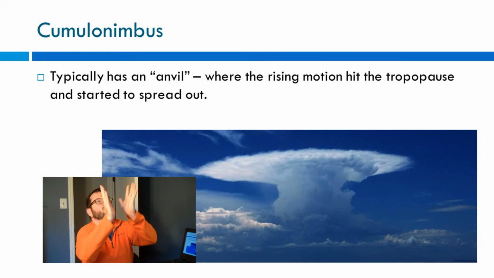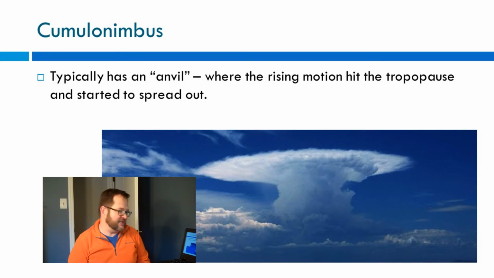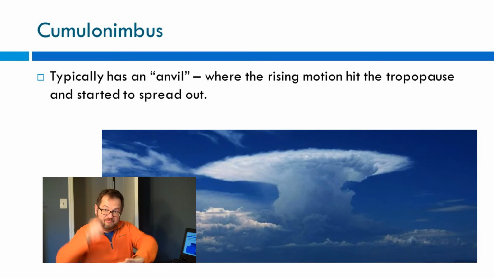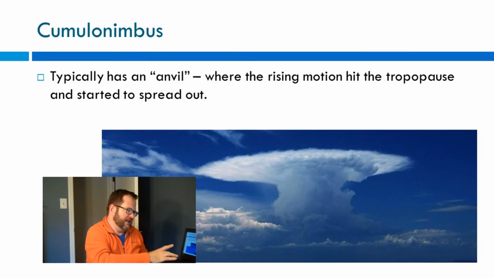The anvil is way up near the tropopause, and it's spreading out above a cumulonimbus cloud. Anvil, as in what a blacksmith beats metal on, you know, to make a horseshoe or something like that. It's the shape of it. We call it an anvil.